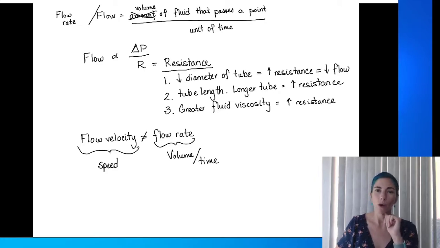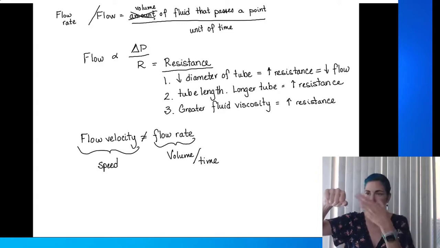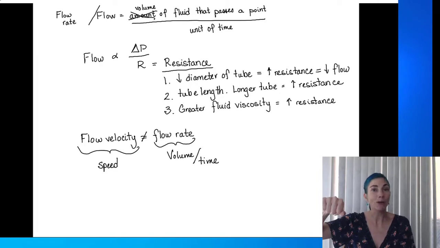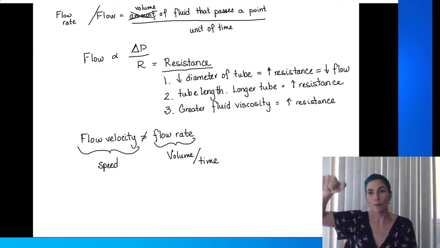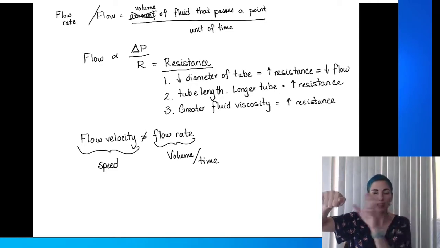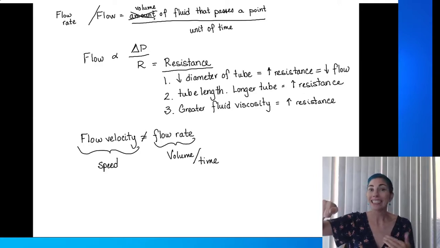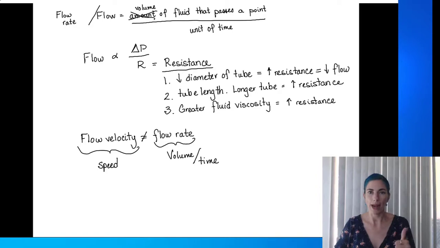Anybody who's ever tried to wash a car with a garden hose and no attachment knows this is true. Use a regular garden hose and there's just not enough pressure or speed to wash off the dirt. Put your thumb over it and suddenly that fluid comes squirting out. Again, same amount of fluid per unit of time, but the velocity went way up.